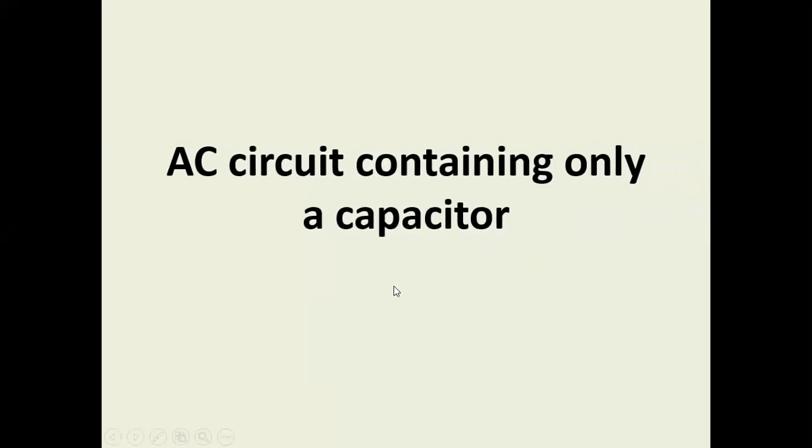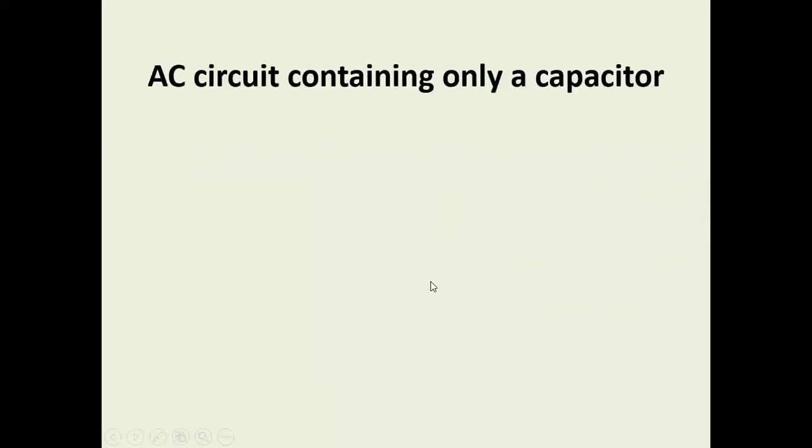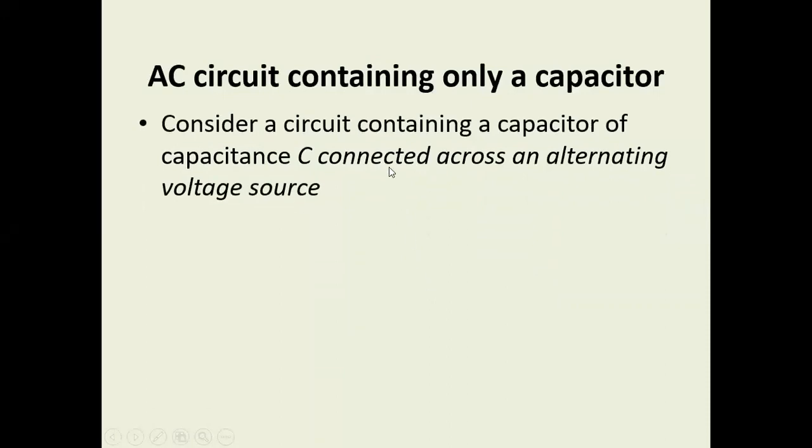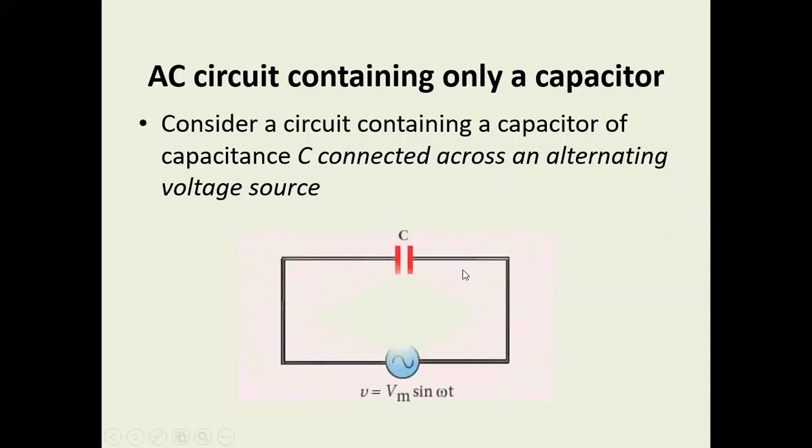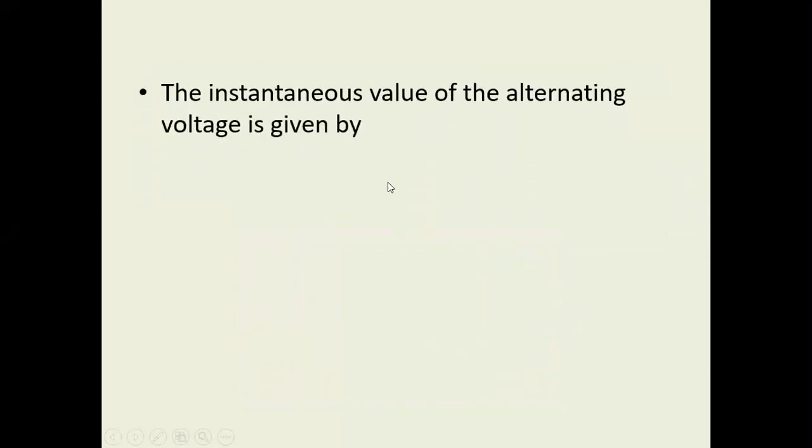AC circuit containing only a capacitor. Here we are going to consider a circuit containing a capacitor connected with an alternating source. This is the symbol of the capacitor. The capacitor is connected with an alternating source Vm. The instantaneous value of the alternating voltage is given by V is equal to Vm sine omega t.